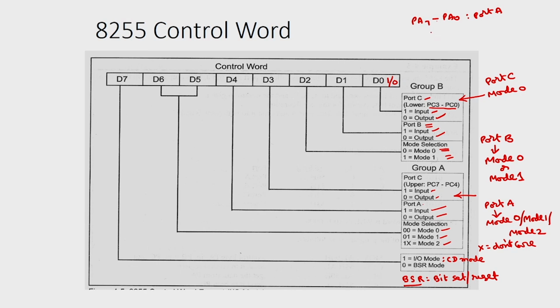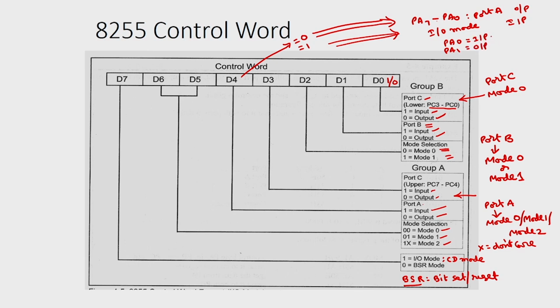In case of I/O mode, the mode selection for port A is this D4 bit. If D4 is 0, the entire port A will be programmed as output port. If this is 1, the entire port A will be programmed as input port. We cannot program PA0 as input, PA1 as output and so on. Okay? But this is possible in case of BSR mode: PA0 you can program as an input port, PA1 you can program as an output port, as the name implies, bit set reset mode.